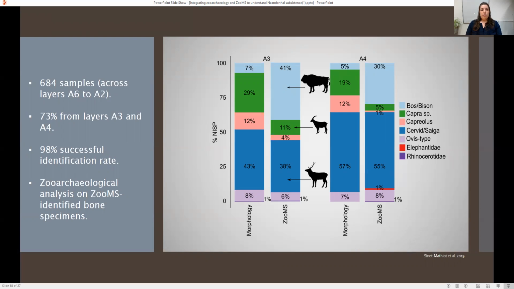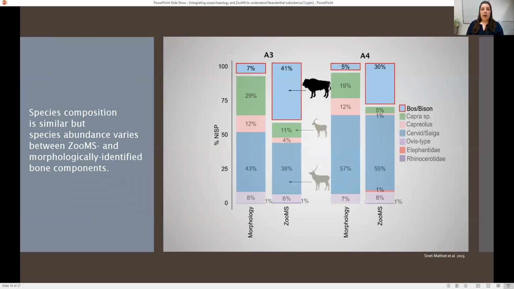Indeed, previous non-targeted ZooMS studies at the sites of Les Côtés, Grotte du Renne, Quincé, and Pinhole Cave have shown that ZooMS and morphologically identified components from the same layers are comparable in both species and abundance. However, at Fumane, while species composition is similar, abundance varies between both components.